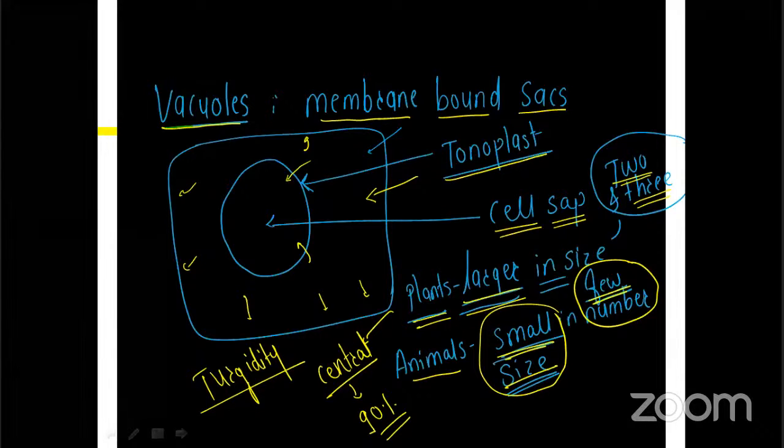There are 2 or 3 permanent vacuoles in a plant cell.